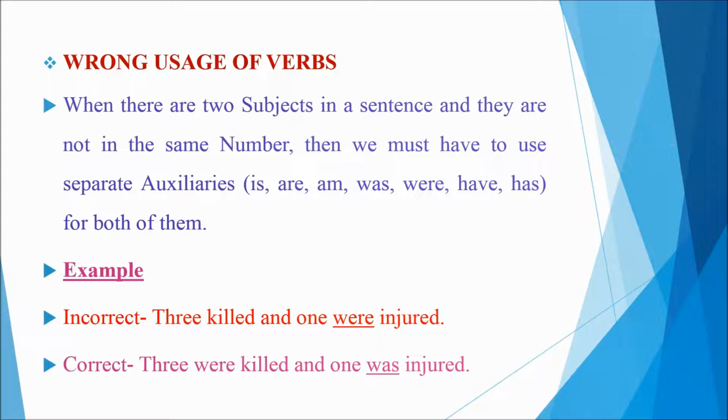Let's see the first sentence. 3 killed and 1 were injured. Is that correct sentence? No. The correct sentence is 3 were killed and 1 was injured. Why? Because 3 and 1 are two subjects in a sentence and they are not in the same number. So, we must use separate auxiliaries for both of them, like 3 were killed and 1 was injured.